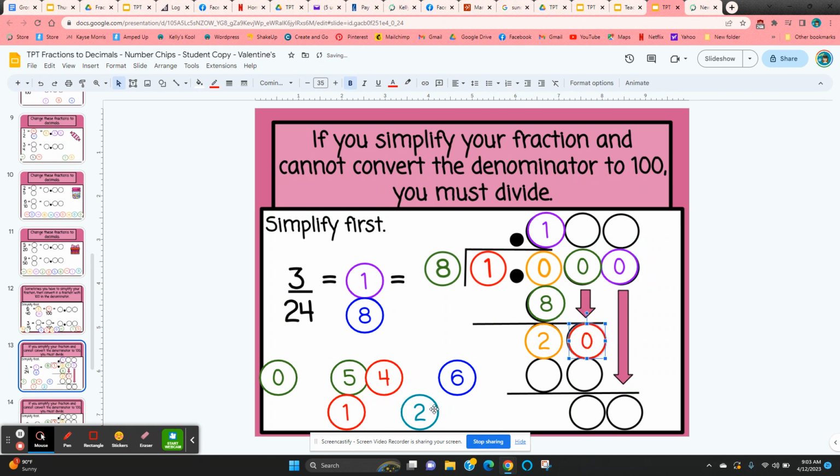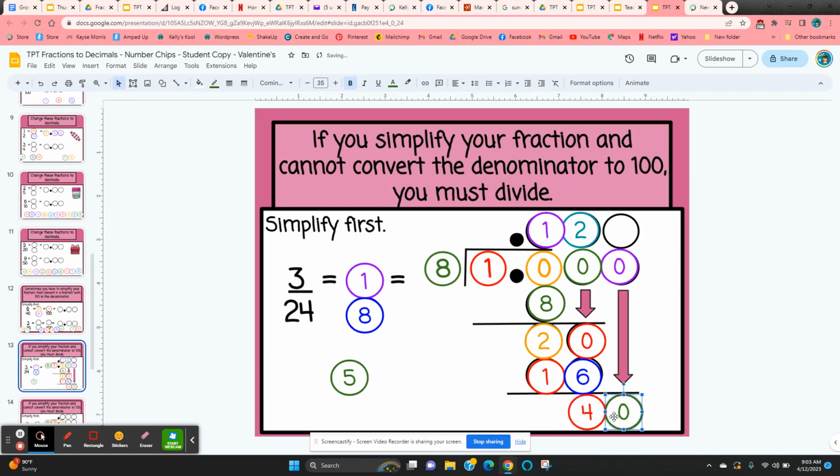8 goes into 20 two times, which is 16. Subtract. They get 4. Bring down the last 0. And now 8 will go evenly into 40 5 times. So they have just changed their fraction to a decimal, 125 thousandths.